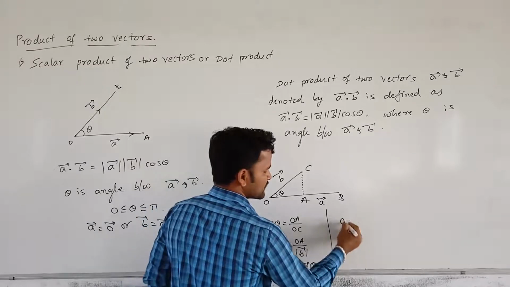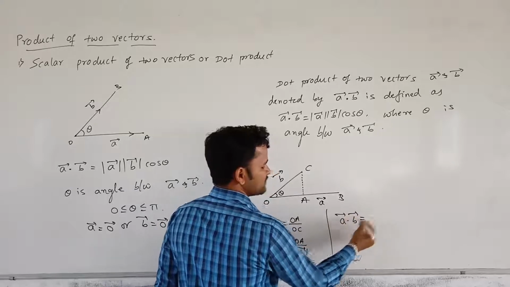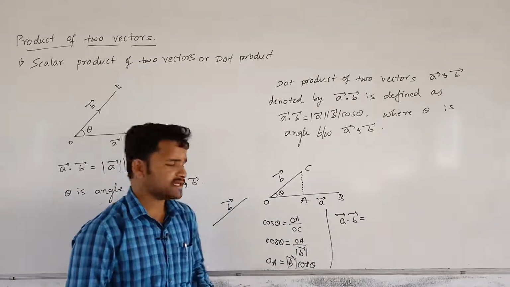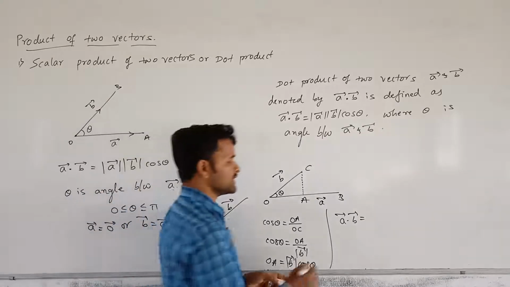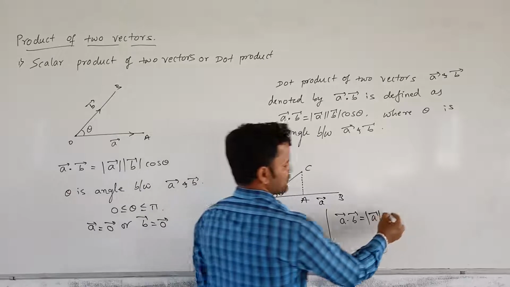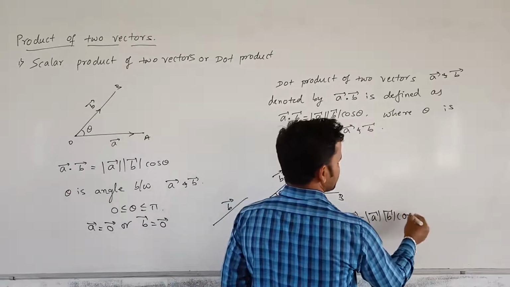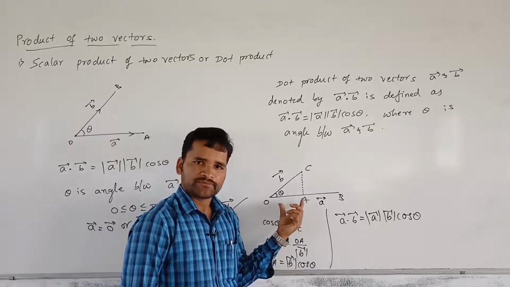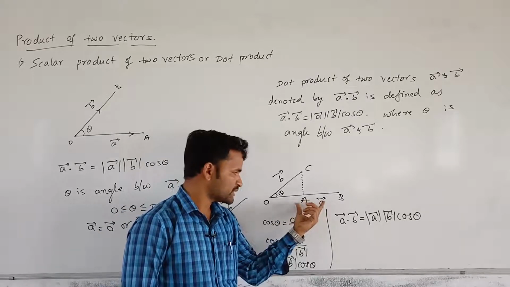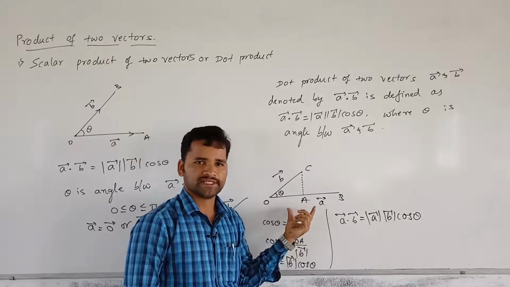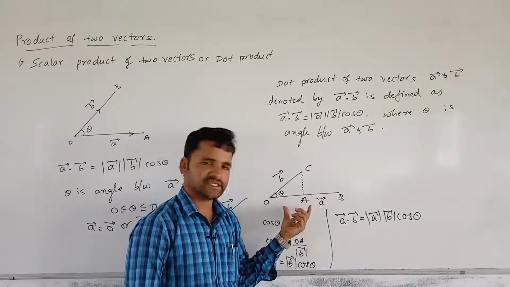Now here you see what A dot B is. We are writing the magnitude of A and B. A dot B product is nothing but magnitude of vector A into magnitude of vector B into cos theta. See, OA into magnitude of this vector is nothing but A dot B. This is what the geometrical meaning is.